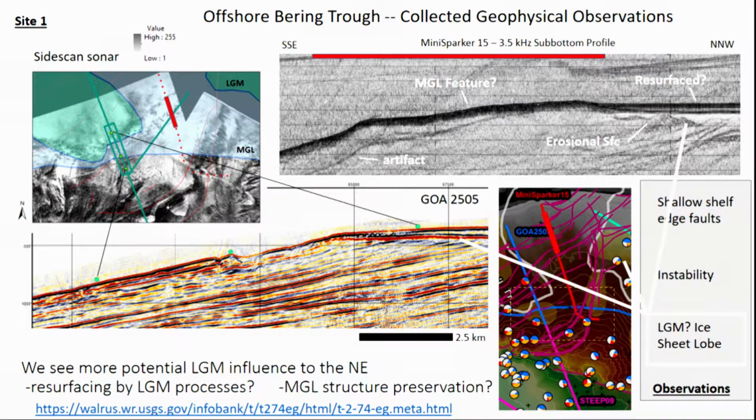When we look at the sub-bottom profile data, we can see several things. We see an erosional surface here on the north-northwest end. We see a very flat plain that may have been resurfaced in the past by the last glacial max. And what we're thinking here is that this whole little bank, if you will, might have been a preserved feature from a previous glacial extent.